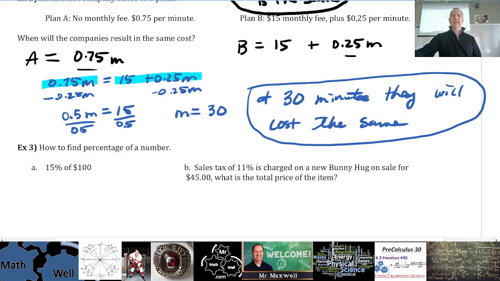So that's great. So subtract 0.25 M from both sides. 0.75 minus 0.25 is 0.5 M. Equals, what's left over is 15. Divide by 0.5. Now when you divide by 0.5, it's the same as multiplying by 2. So 15 divided by 0.5 is 30. So M equals 30, which means that at 30 minutes, the cost will be the same.